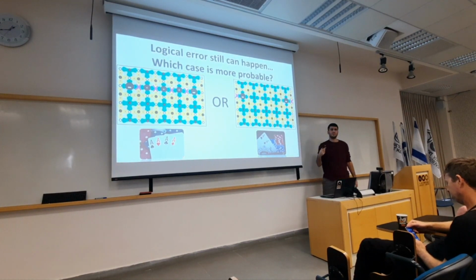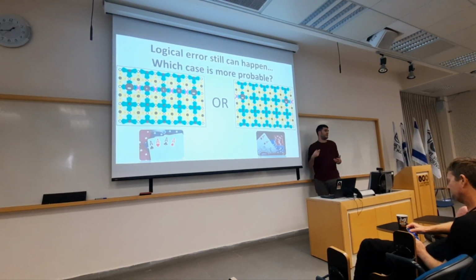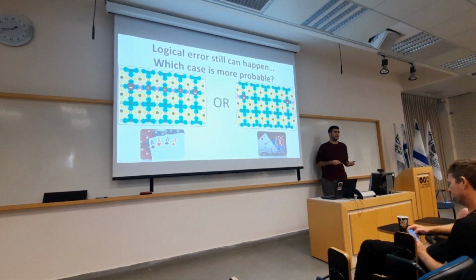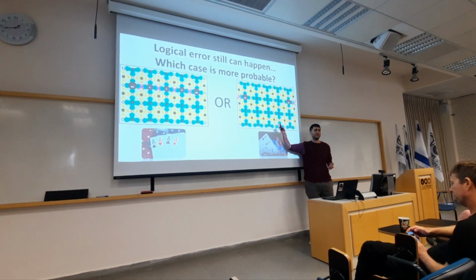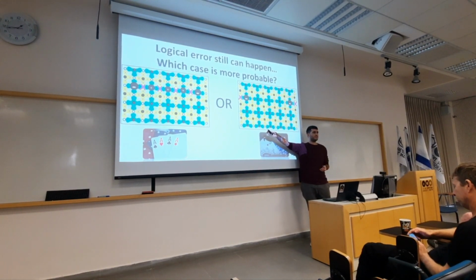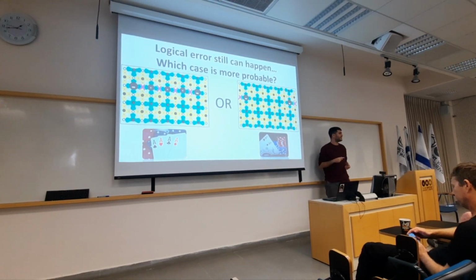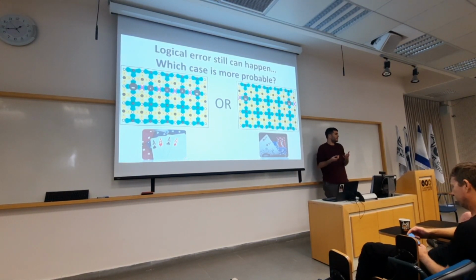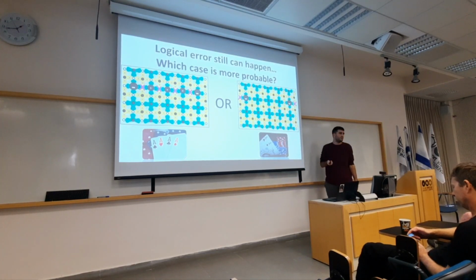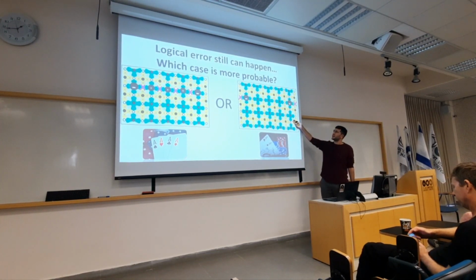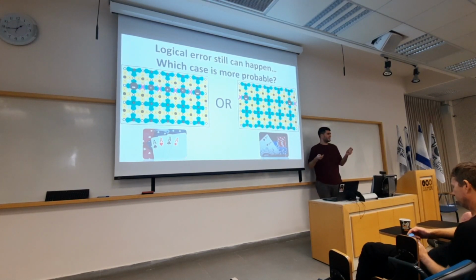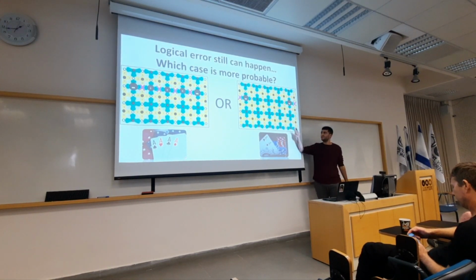So the decoder has to be smart enough to think that the actual error was the one that's more probable. So which one is more probable, the right picture or the left picture? The right picture, because when something happens with small probability, there will be less of it. So it should guess that this is the error, but still there is a chance that it was this one, right? Even if it guessed this one.